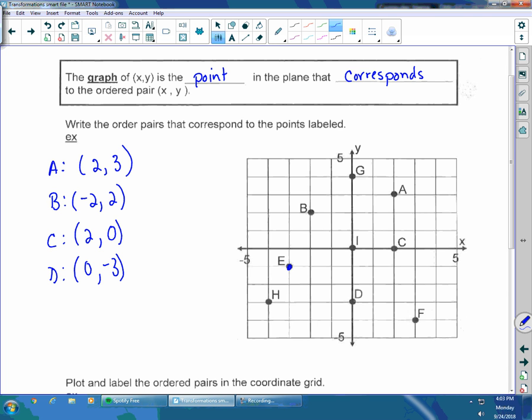E is right here. What I'd like you to do right now is pause the video. I want you to do E on your own right now. See if you can figure out how far left you're going and then how far down you're going. Start at your origin. Hopefully you got that one.